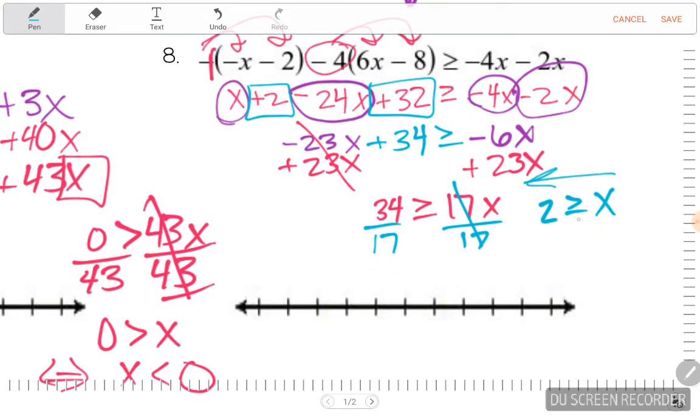Write it backwards because the x is on a side that we don't like. So I'm going to write this as x is less than or equal to 2. This little double arrow thing just means that it's the same thing as this. It's another way of writing it. Pick a spot to represent 2. It includes equal to, so it's going to be a closed circle. And it's less than or equal to, so I shade the smaller numbers.